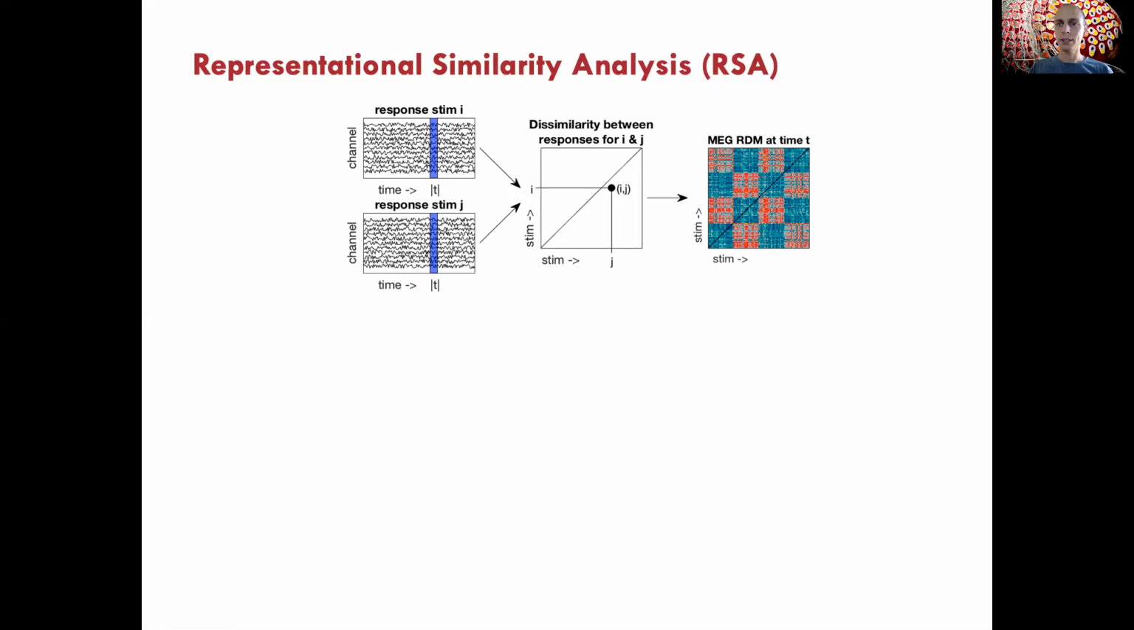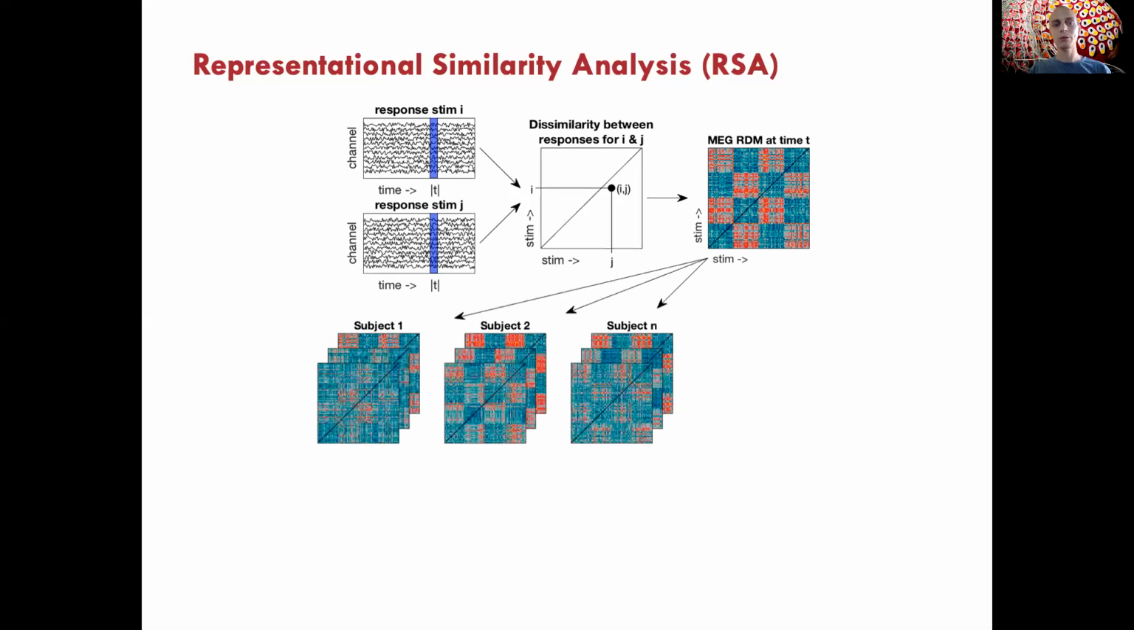And we repeat this process at every time point again in the epoch. So we get one of these matrices for every time point in the epoch. And we also repeat this across subjects. So for each subject, we get a time-varying dissimilarity matrix. So these matrices are called dissimilarity matrices.